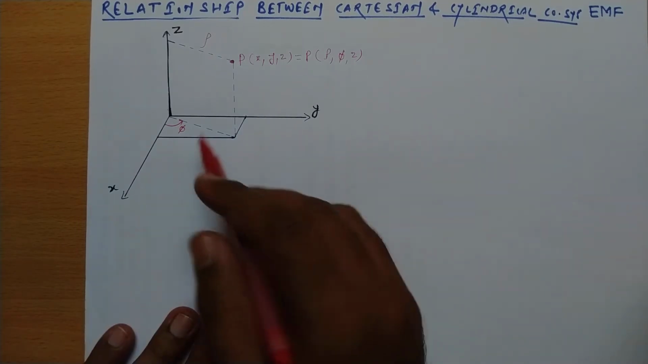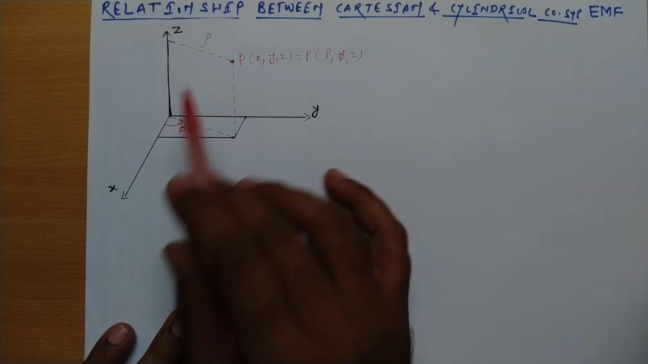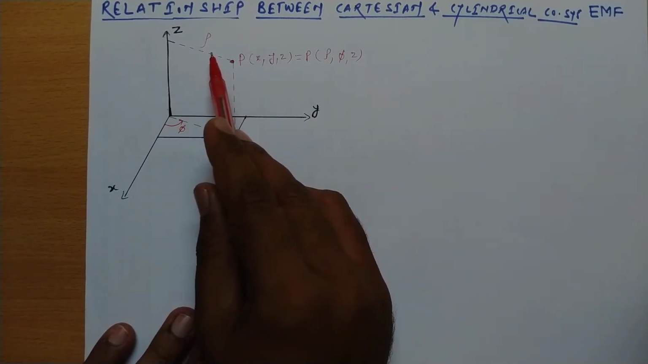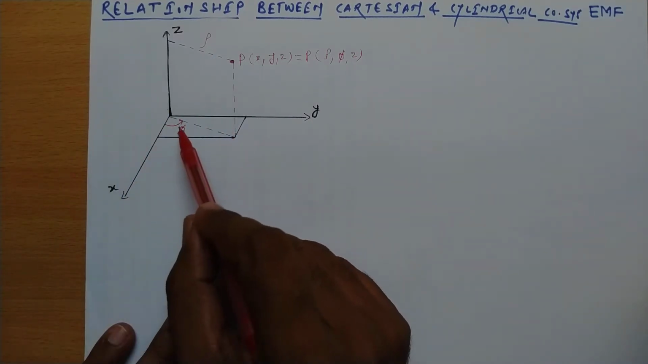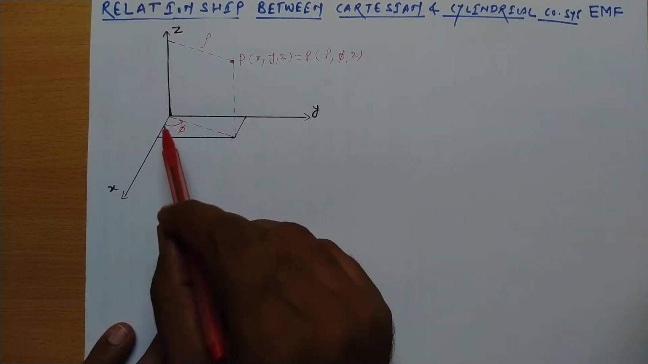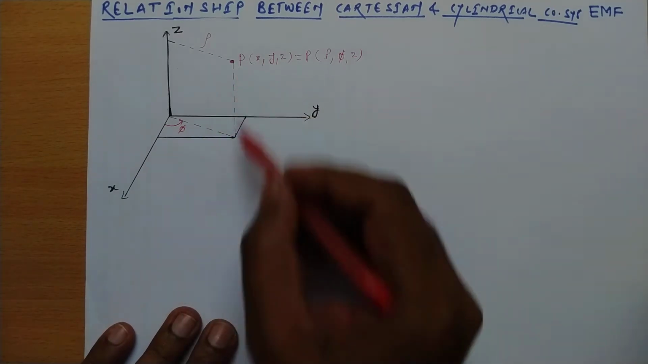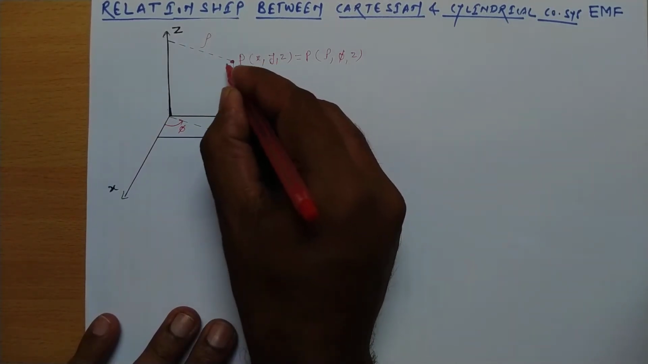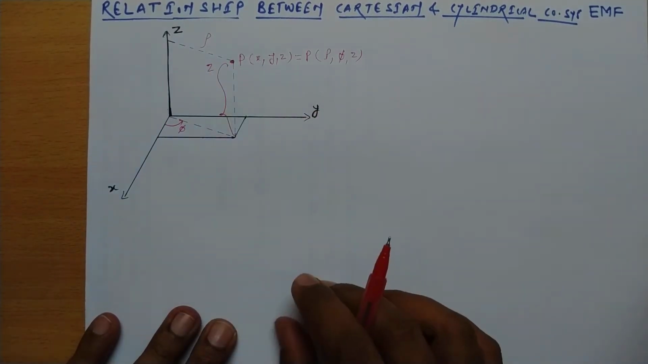Now, this diagram is the resultant diagram from the cylindrical coordinate system. This is the rho. As we know, this rho is the radius of the circular cylinder. This phi is made by the half plane perpendicular to the xy plane and making angle phi with the xz plane. And this is known as the z-axis. So this is z.